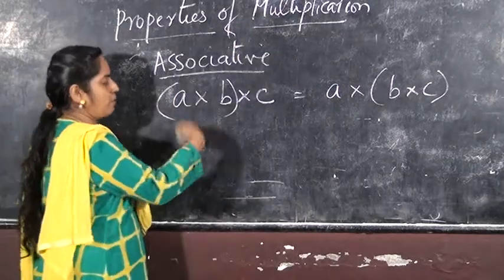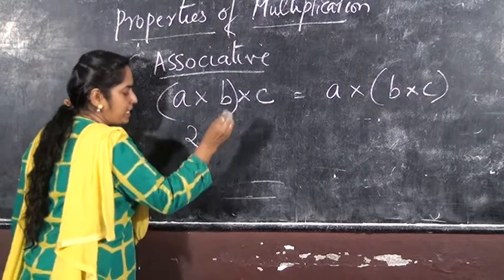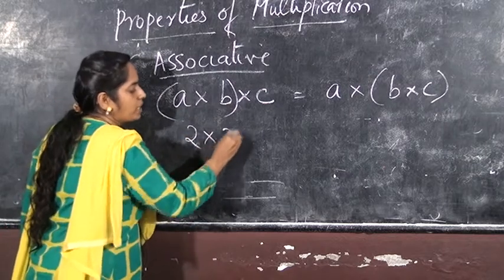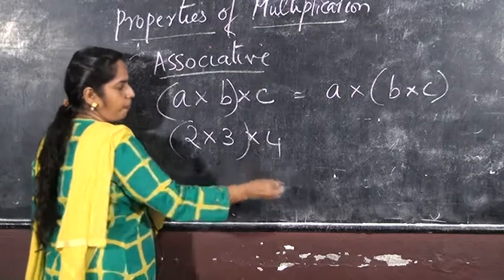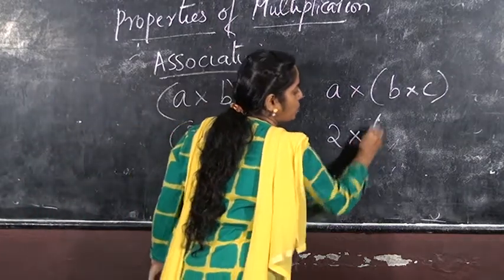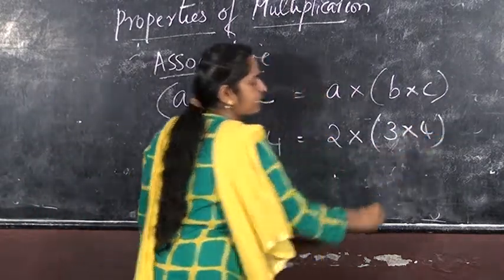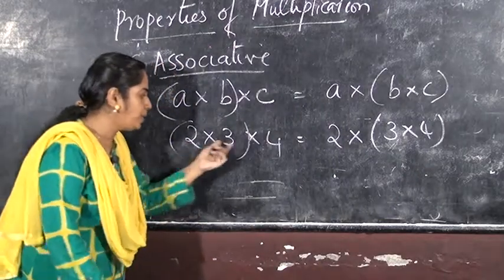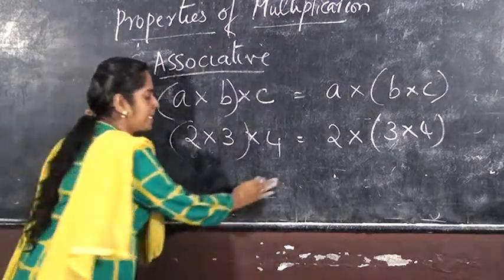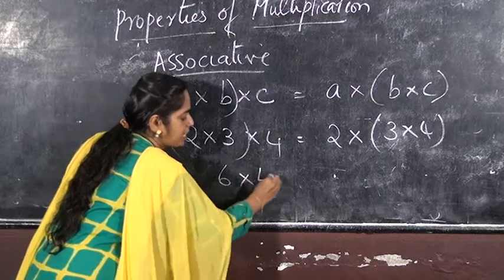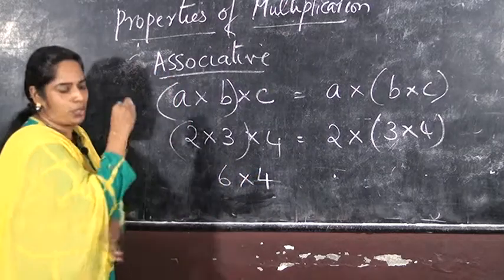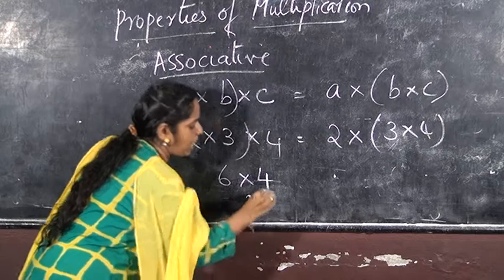So here if we check by using numbers, I am taking 2 into 3 into 4. So the same answer, we can check it out. 2 into 3 is what? 2 into 3 is 6. 6 into 4. What is 6 into 4? 6 4s are 24. Yes, 6 4s are 24.